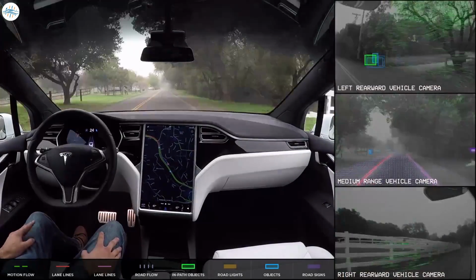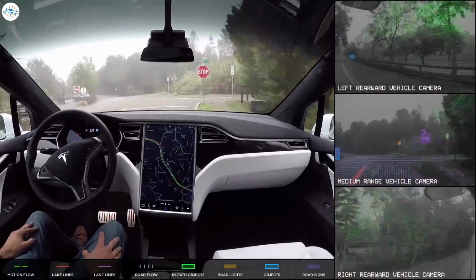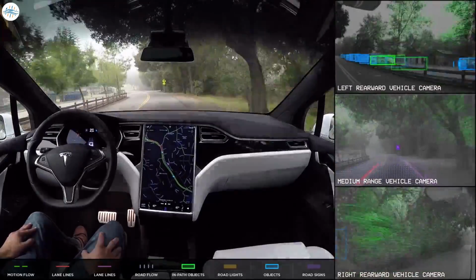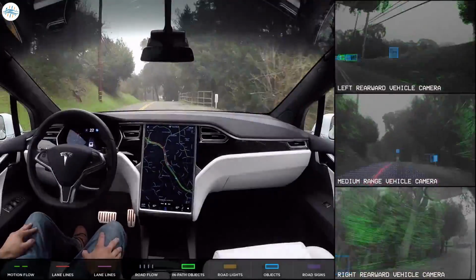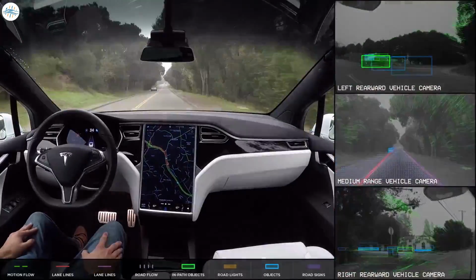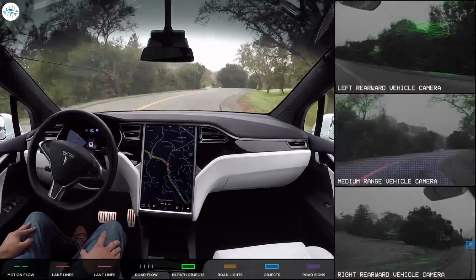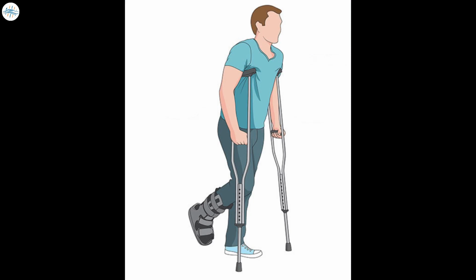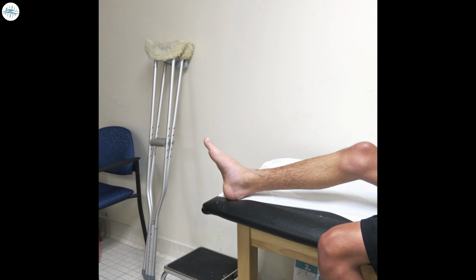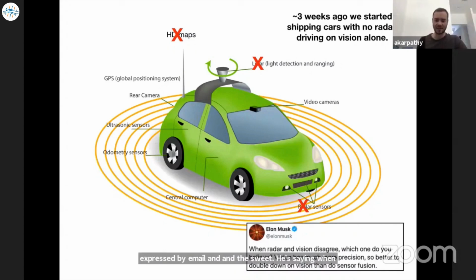In simple terms, what Andrej is trying to illustrate is the fact that Tesla's ability to perceive the world around them with cameras only in their vehicles has gotten so good that they no longer need the crutch of radar. Let's take an example to understand this. Let's say a situation where someone breaks their leg, and of course they are given crutches to get around with. However, once the leg is healed and the bone is strong once again, they no longer need the crutches. So Tesla is basically saying they no longer need the crutch of radar because their camera vision is so good now.